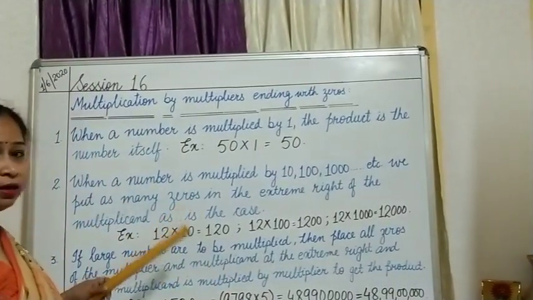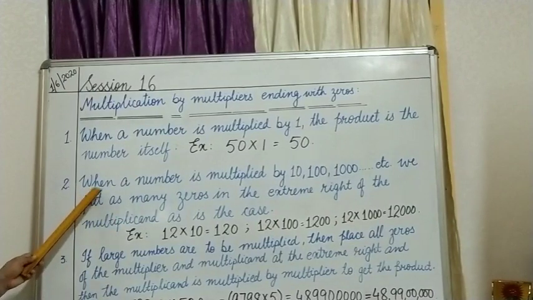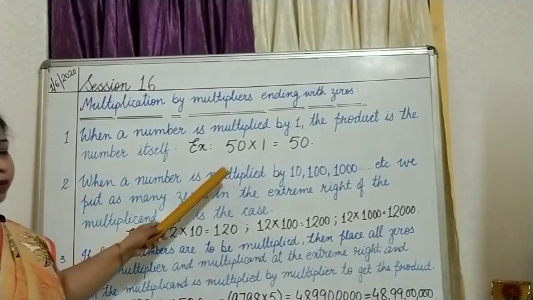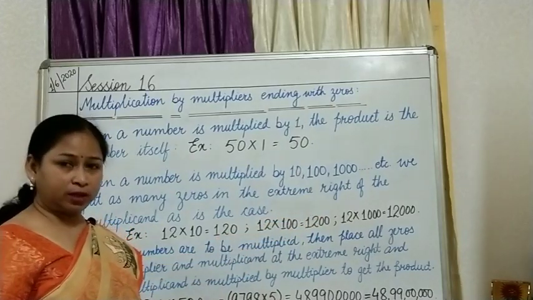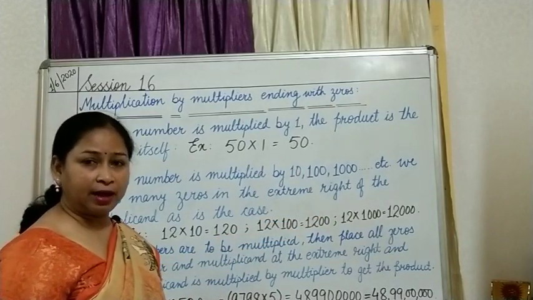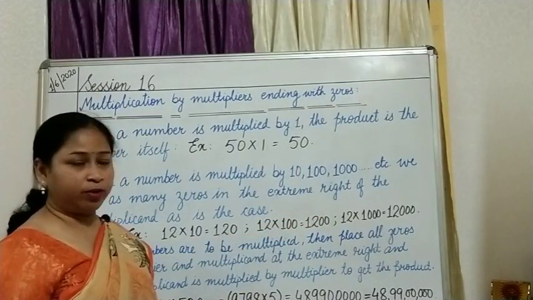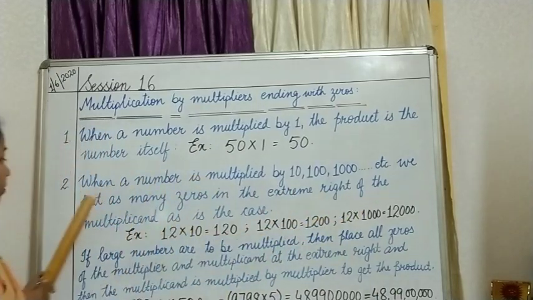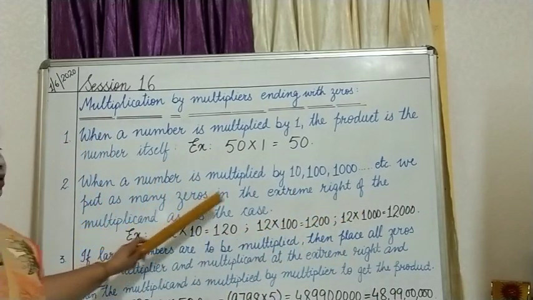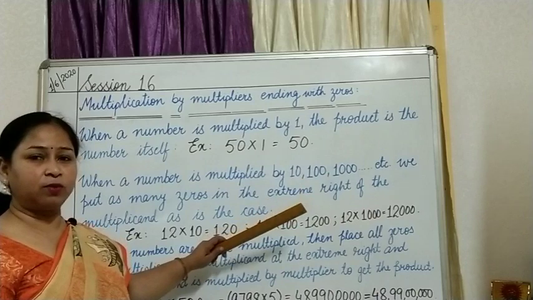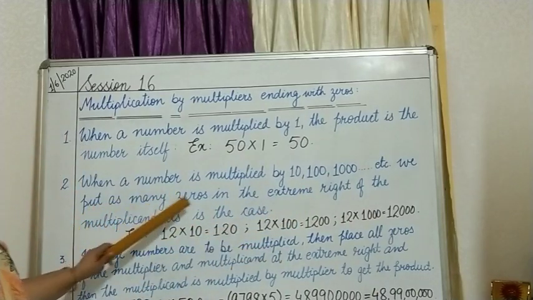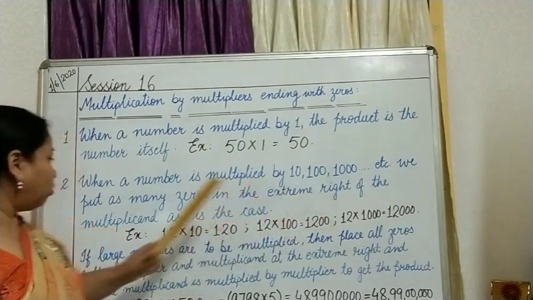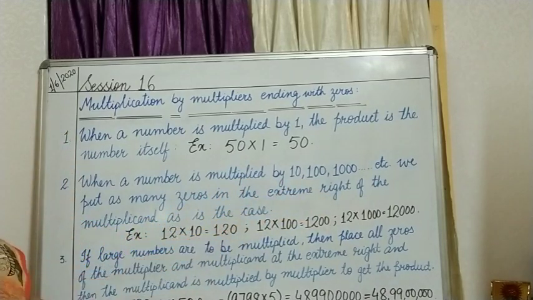Let us look at the second one. When a number is multiplied by 10, 100 or 1000 or more than that, 10,000, lakh, 10 lakh, crore, whatever may be the case, we put as many zeros in the extreme right. This is a very interesting one also. Okay, you will see it. So we put as many zeros in the extreme right of the multiplicand as is the case.